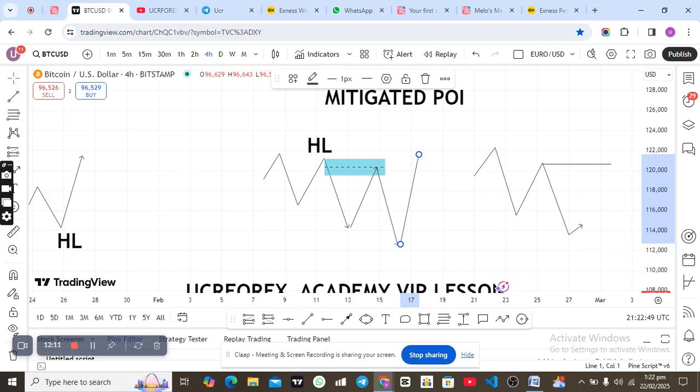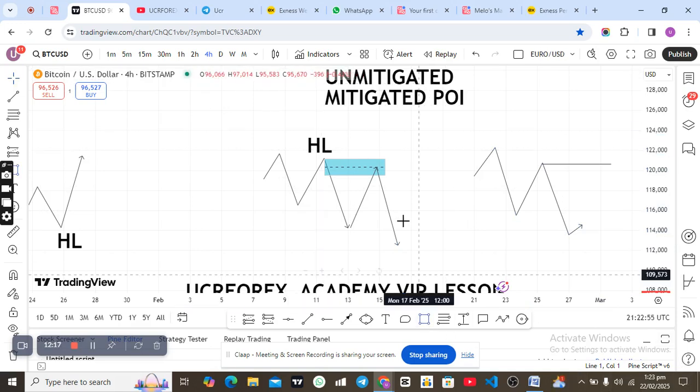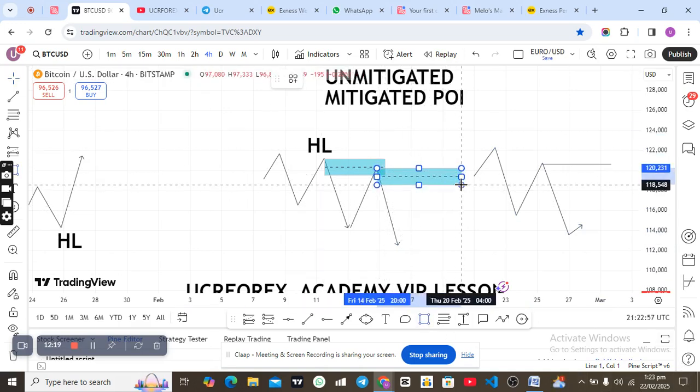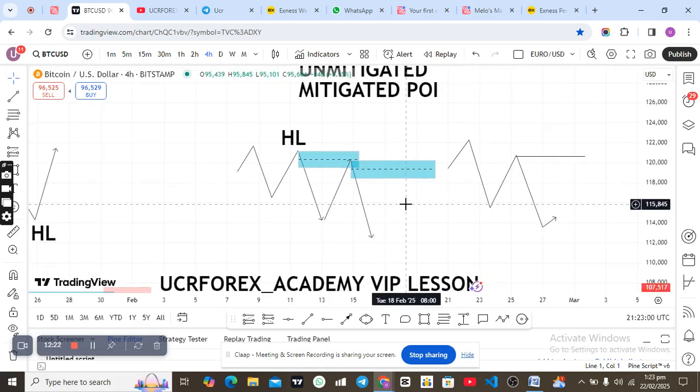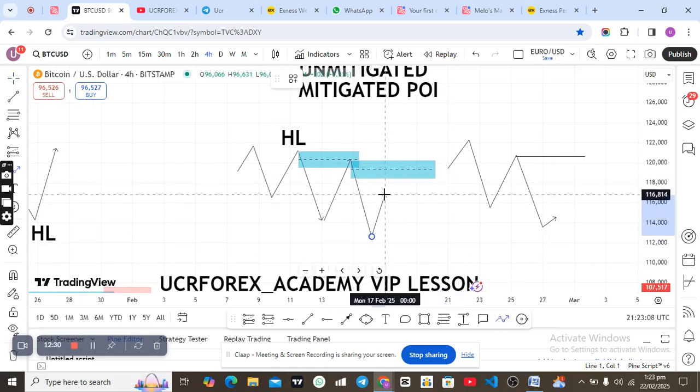Okay, but when we talk about the unmitigated point of interest, the first characteristic is that there is no retest. Now where is your new unmitigated point of interest? That higher low, you can see this is your new unmitigated point of interest. There's no price returning back to that zone. There's no retracement, no mitigation, no pullback. Do you understand?